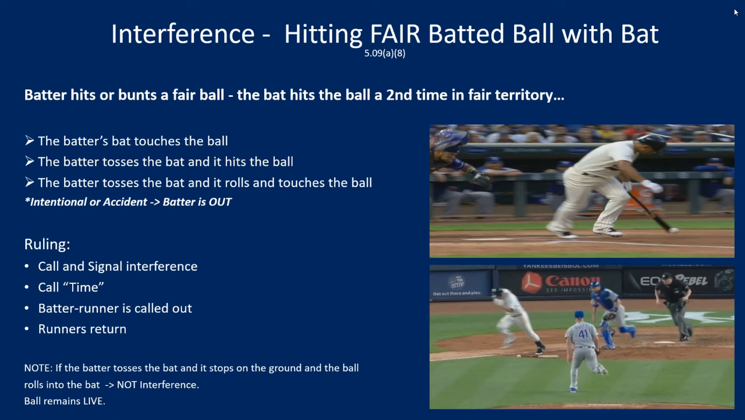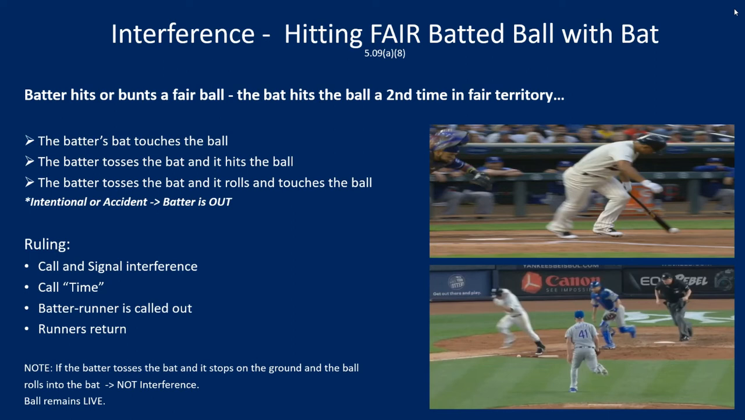So in this first part, we're going to be talking about batter interference. In this example, the batter is going to hit the ball twice. So they've batted the ball, it's fair, and their bat is going to contact the ball a second time. When this happens and the batter is still in the batter's box, we would call it a foul ball. But if this is in fair territory and the batter's bat contacts the ball a second time, there's a penalty.